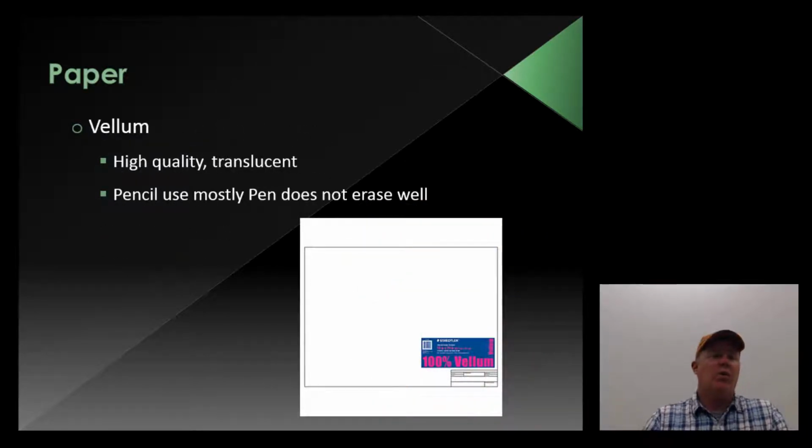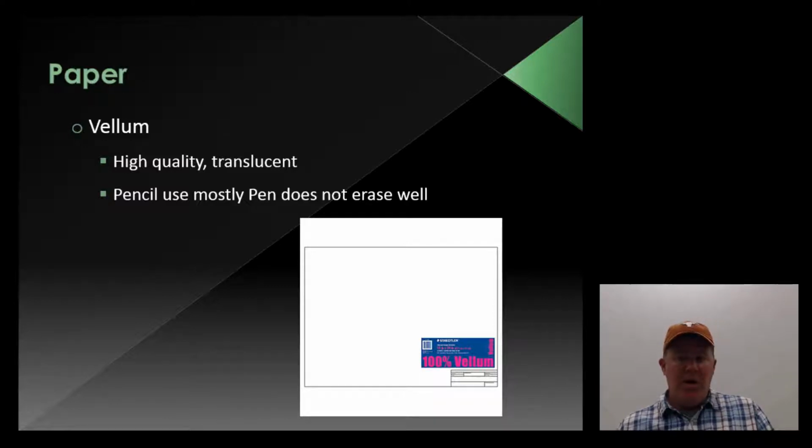Vellum is a high quality translucent paper. You can buy it at the office supply stores. You can buy it in packs of 24 by 36 sheets. You can buy it in smaller sheets of 18 by 24. So different various sizes of the vellum. You can actually buy it pre-bordered, having the border around it and actually having the title block in the lower right hand corner for you. Or I'm sure there are some other ways you could get it all the way across the bottom, but a lot of pre-printed vellum sheets are readily available at the office supply stores.